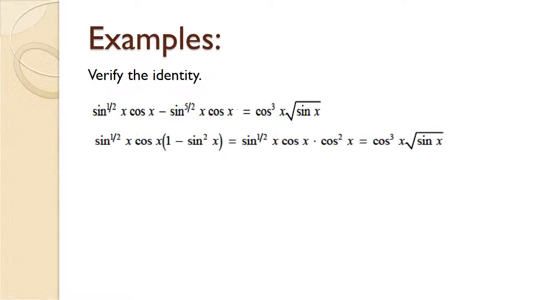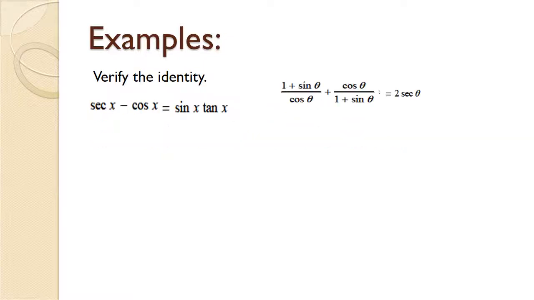So if you factor out sine to the 1/2 x cosine x, that leaves you with 1, because that's the entire first term, minus sine squared of x. Sine to the 5/2 divided by sine to the 1/2 is sine squared. Well, 1 minus sine squared of x is cosine squared. So we have sine to the 1/2 x times cosine squared of x. That's cosine to the 1/3 of x, and sine to the 1/2 x is the square root of sine x.